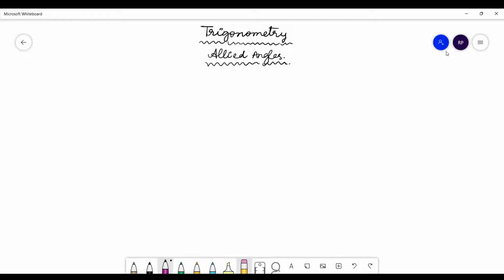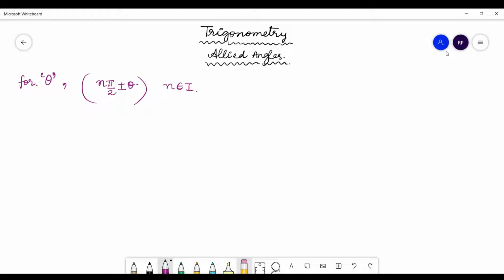So if I consider some angle theta, what all can be the allied angles for it? There is a general formula for that: n pi by 2 plus or minus theta. This is the general form of allied angles, where n belongs to integer.